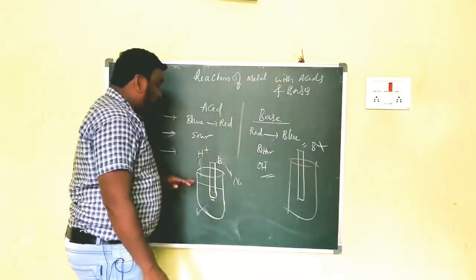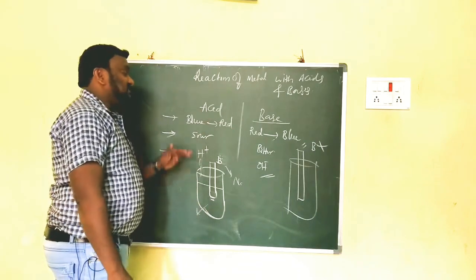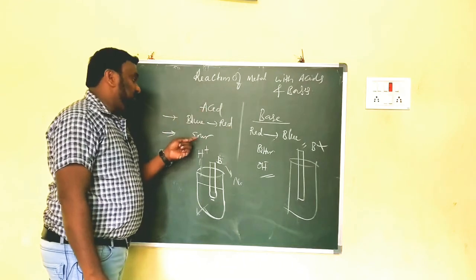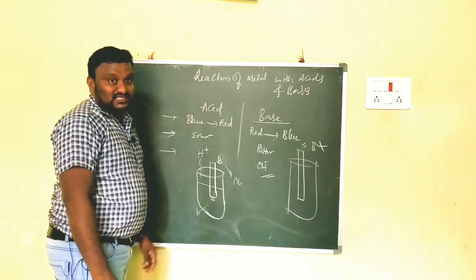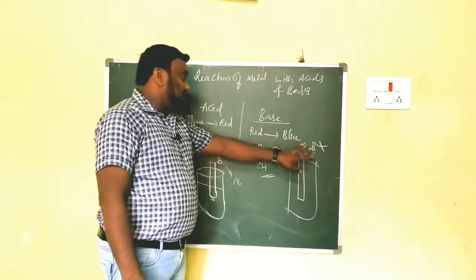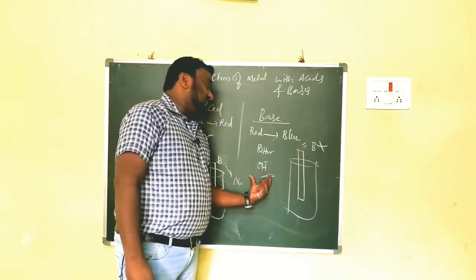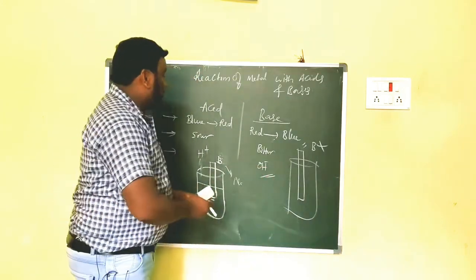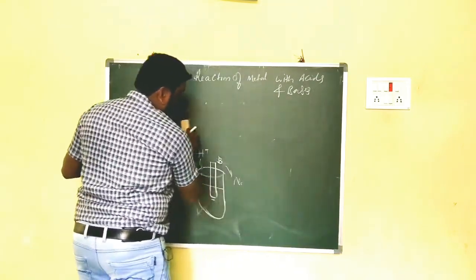So children, this is simply about acid and base. Acid turns blue litmus paper into red, its taste is sour, and H plus ions are available in acid. And a base changes red litmus paper into blue, its taste is bitter, and it has a greater concentration of OH minus ions.